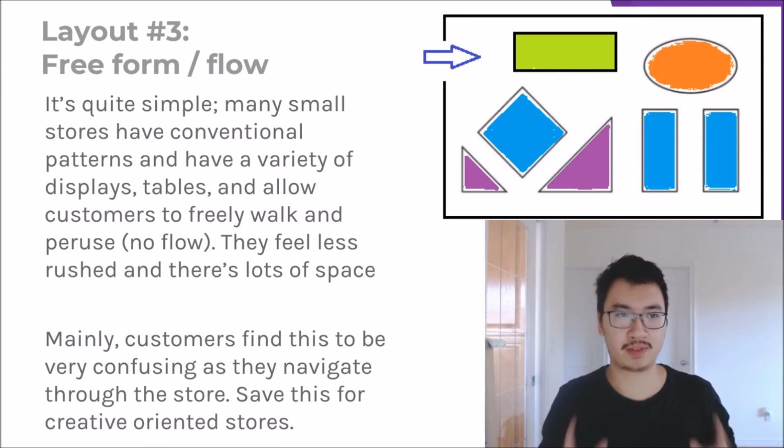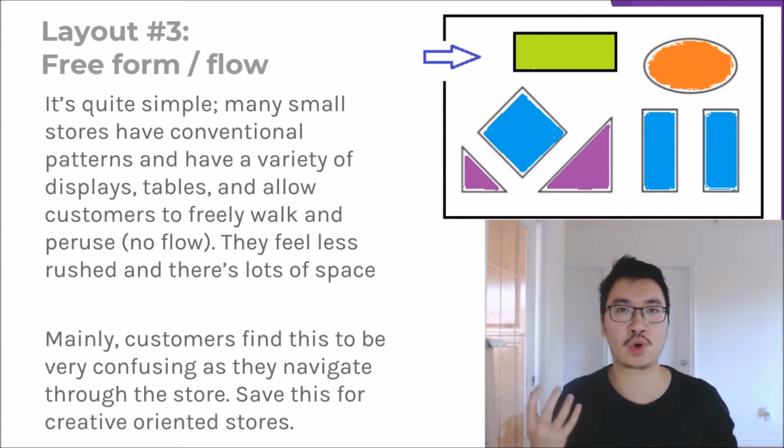The third type of layout is called a free form or flow. It's quite simple. A lot of different stores have different displays, but they're not all in a grid shape with aisles. So you have different displays, tables, shapes, and this allows customers to freely walk around and peruse.